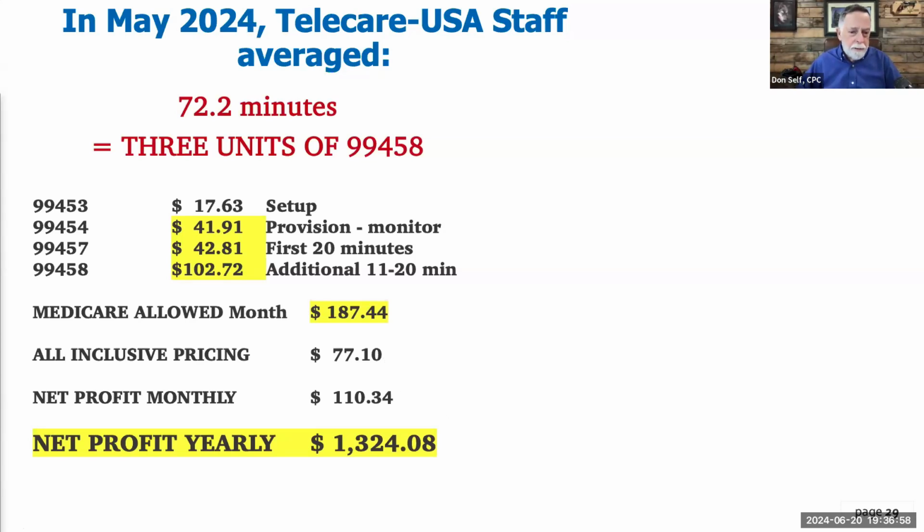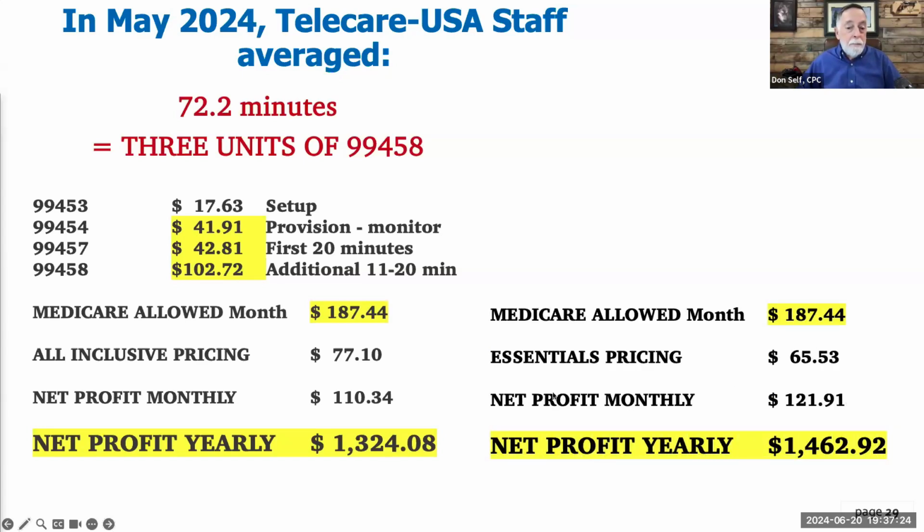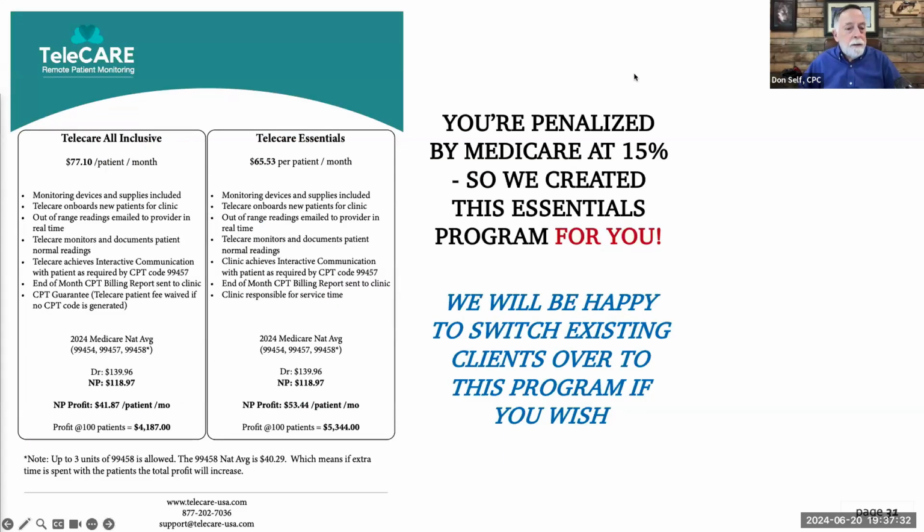In fact, we're going to go into detail on exactly how it is. But you see right here with 72 minutes, that equates to 3 99458s. That's not a bad profit right there, because Medicare increased the number of 99458s they will pay for in June of last year. It's been a year now, in fact, to the number 3 on the medically unnecessary units, as they call it, MUEs. And this kind of gives you a comparison right here between the essentials pricing and the all-inclusive pricing. So let's go on and jump over here and explain to you what the difference is between these.